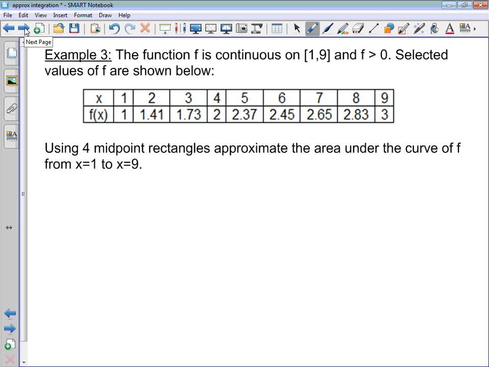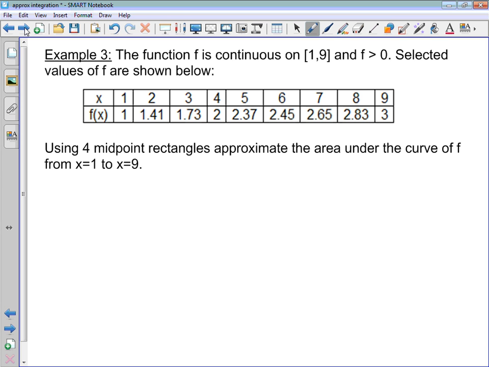Okay. Here's a third example where they give us a function, but they don't tell us what the function is. Instead, what they give us is the value of the function at certain x values. So the function f is continuous on the interval 1 to 9, and f is always greater than 0, so it's always positive. And they give us selected values of f shown below in the table. Using 4 midpoint rectangles, approximate the area under the curve of f from x equals 1 to x equals 9.